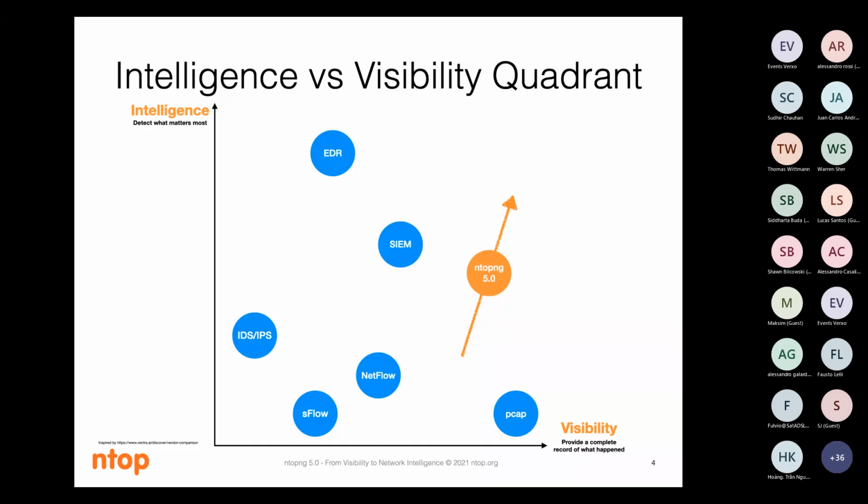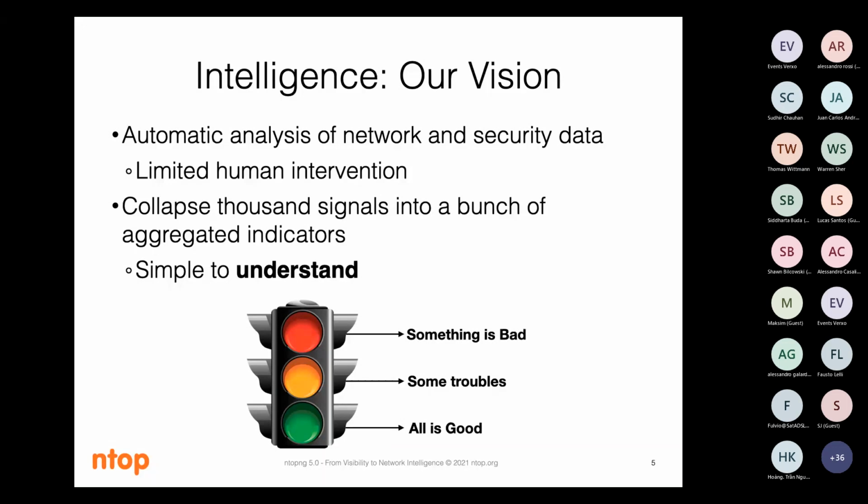And if you look at the orange arrow, that arrow represents somehow the journey of ntopng. So where it was, where it is now, and where it will be in the future release. So what we are trying to do is shift ntopng from visibility up towards intelligence as well. But what is intelligence? In our vision, intelligence is the ability to automatically analyze network and security data and somehow limit the intervention of a human.